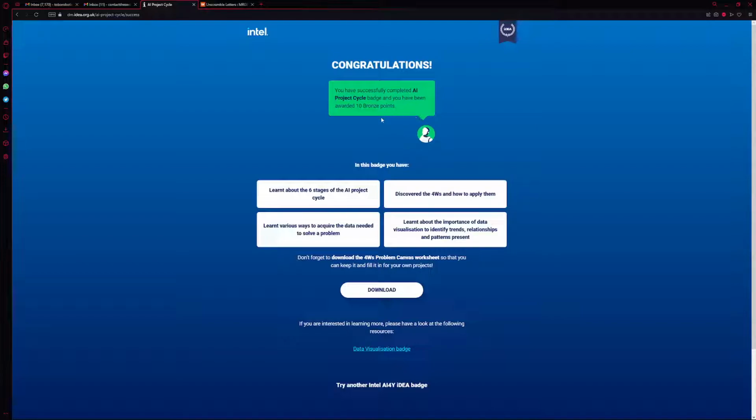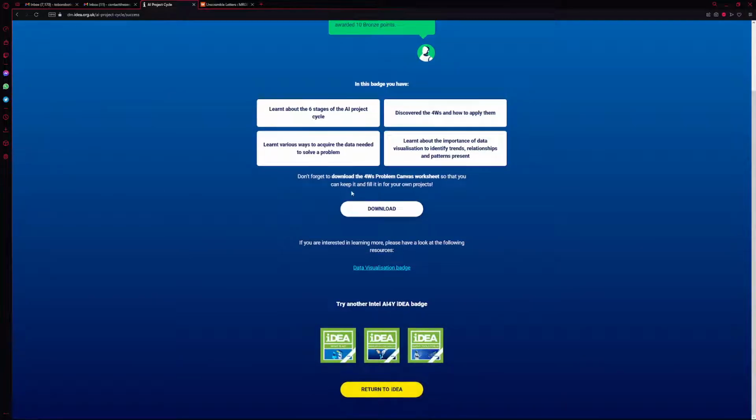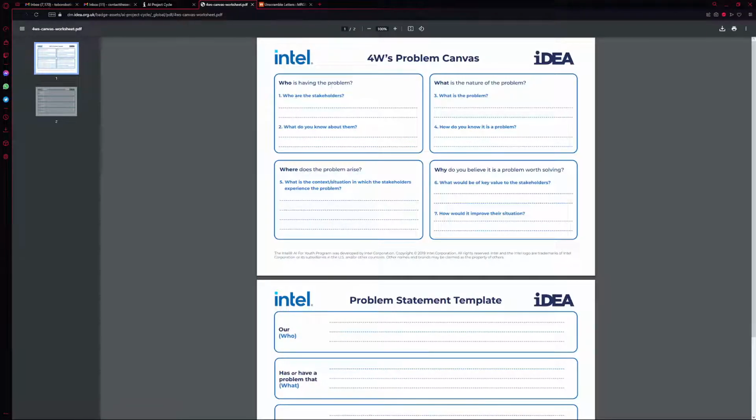Congratulations, you have successfully completed the AI Project Cycle Badge, and you've been awarded 10 bronze points. In this badge, we have already gone over this, so we don't need to read it again. But we can download the Canvas worksheet so you can keep it and fill in your own projects. Why not? Let's have a look at what this is.